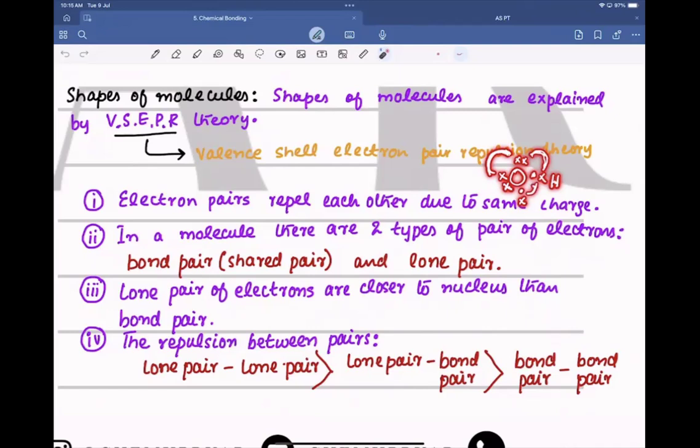But doesn't it depend on us how we draw the dot and cross diagrams if we put the bond pairs opposite to each other? Yeah, that's what we usually do. We put the bond pairs and then we put the lone pairs like this. Is this clear? Yes, sir.